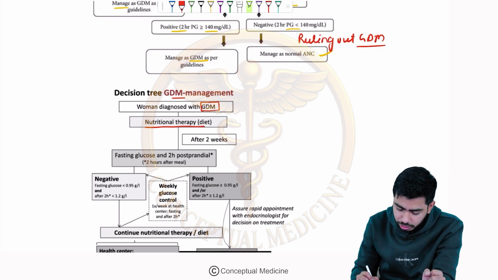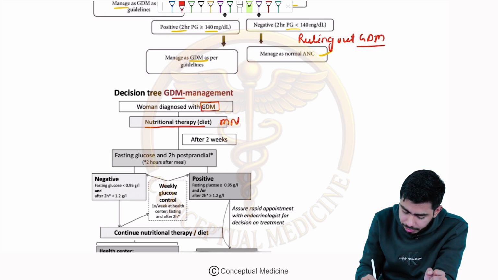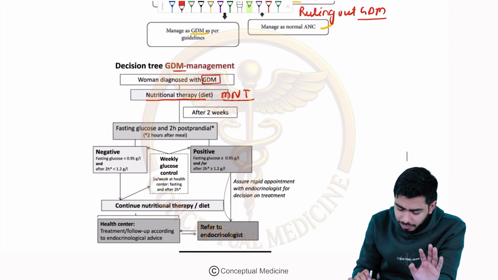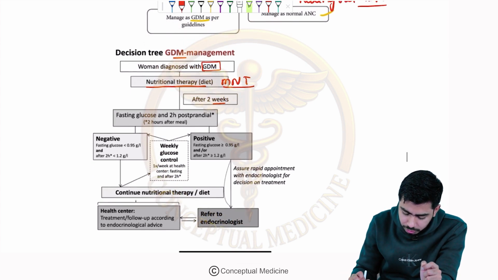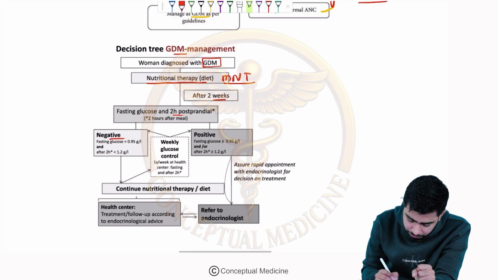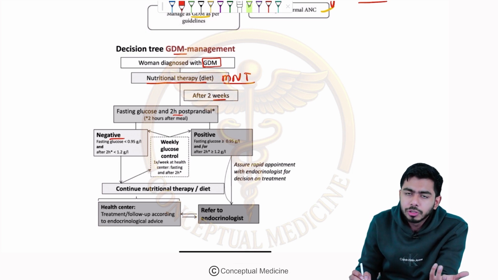We are having the medical nutrition therapy, that is MNT, right? We will be giving the medical nutritional therapy. We'll wait for 2 weeks. After 2 weeks, we'll check for the results, right? So fasting glucose and 2-hour postprandial, we'll be checking for that. If it is negative, then you are good in your treatment.